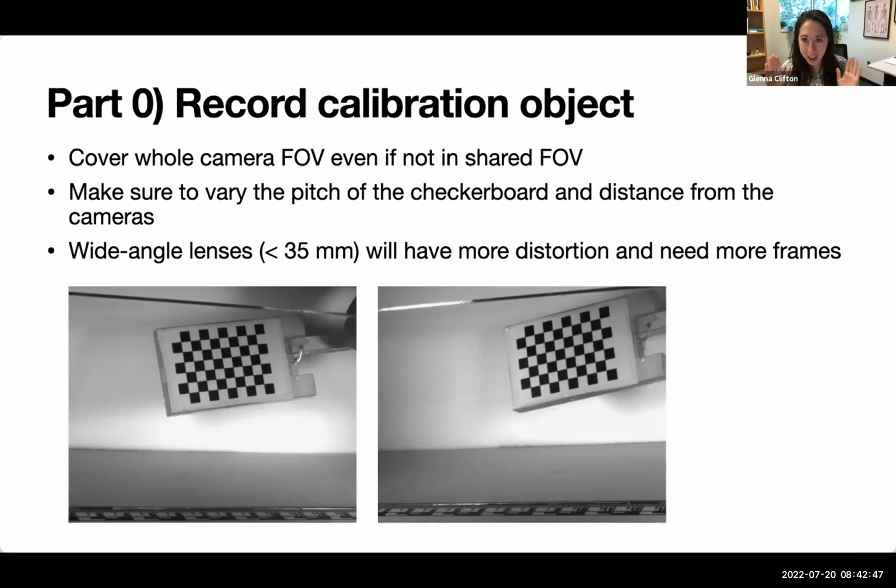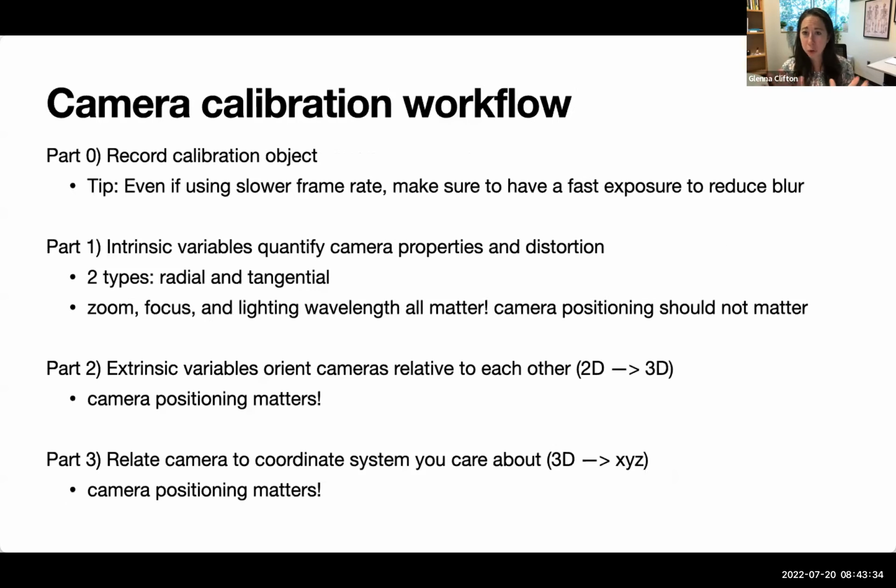So keeping everything as consistent as possible with your camera, you record a bunch of frames of this object moving throughout your field of view. You want to try and cover the whole field of view of each camera, even if it's not in the shared field of view. And that's because we're trying to quantify both the intrinsic parameters for each camera, as well as the shared configuration of the cameras. You want to make sure that you're varying the pitch of the checkerboard, not just where it is, but you want to put it at weird angles, as much as your cameras can still visualize it. And you're going to need even more if you're using a wide angle lens, which tend to have lots of radial distortion on them. So for any lens that's less than 35 millimeters, make sure that you have a lot of calibration frames.